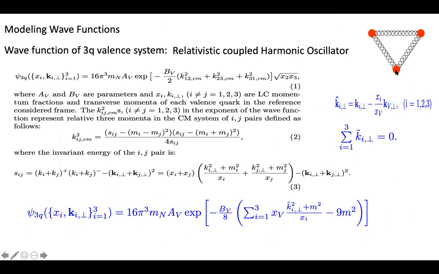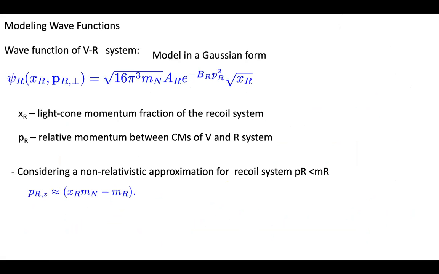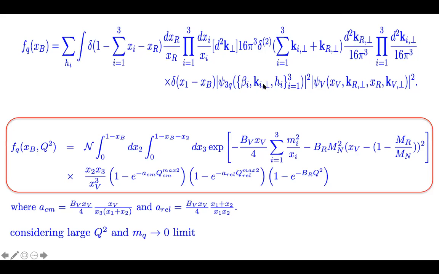For the valence quark, three-quark system, we use a coupled channel relativistic harmonic oscillator model. And for the residual system, we introduce a Gaussian model. And then they are all described in a light front reference frame. Now, after doing the calculation, we end up with a more or less simple formula if you look at the massless limit.